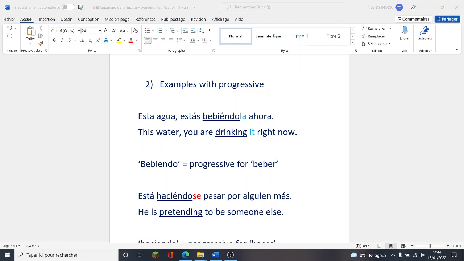So I noticed for you that bebiendo is the progressive form of beber, so that it's easier for you to understand what you need to do here, and you need to put the pronoun at the end because you need to make the Enclisis.